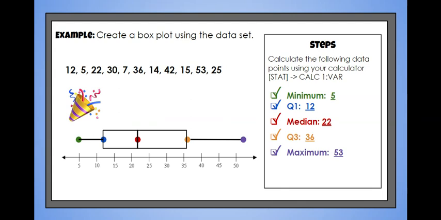Pretty simple. We just want to make sure we're putting in our numbers correctly, that we're copying down the correct 5 points, that we're scaling our number line, and we need 2 boxes in the middle, 2 whiskers at the end. So now it's your turn. You have one question to answer.